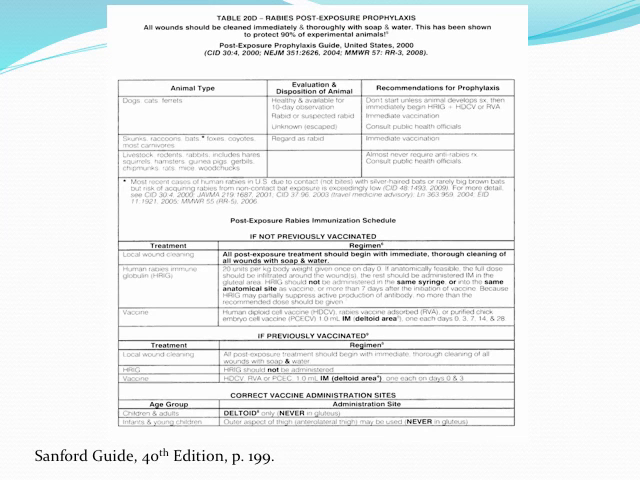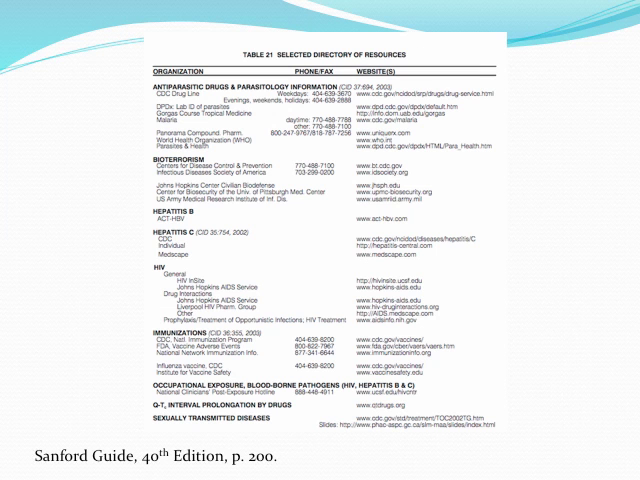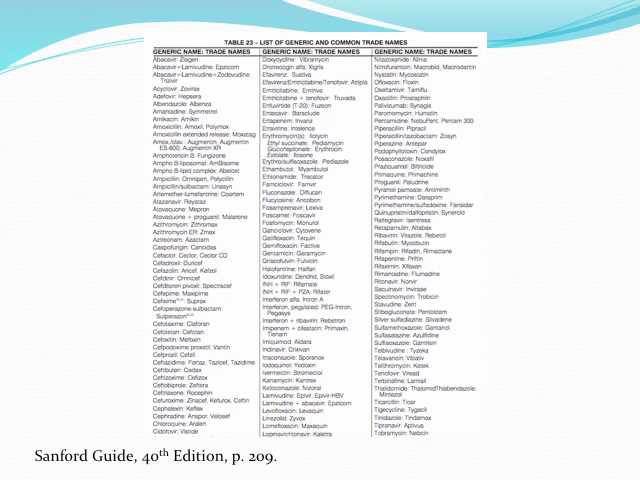Now, the rabies post-exposure prophylaxis page gives a nice summary of which animals are at higher risk for rabies, and also advises on bite wound treatment based upon vaccination status. Correct vaccination sites are also mentioned. The last two sections are a table of information resources and a list of generic and common trade names. Again, not essential to have, but if you ever need to look up this information, it's nice to know it's in your coat pocket within your Sanford guide.